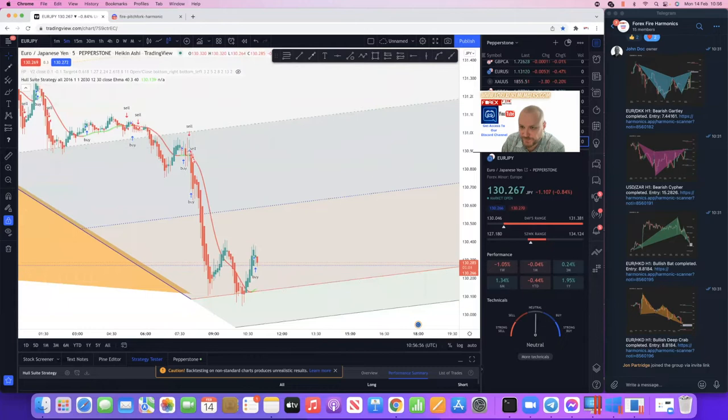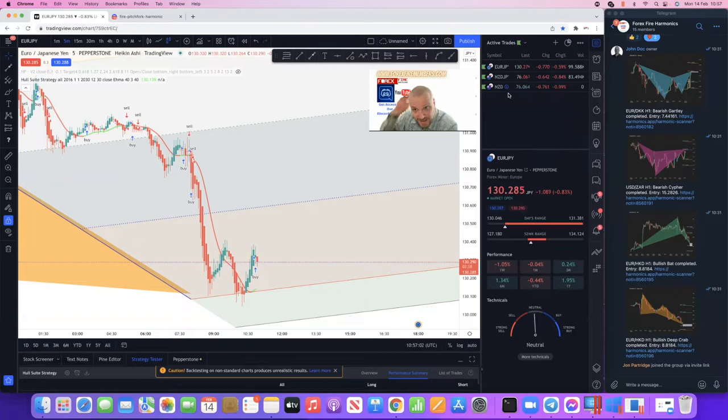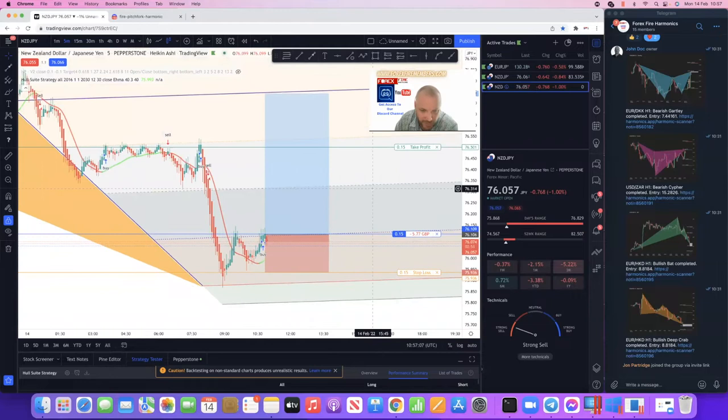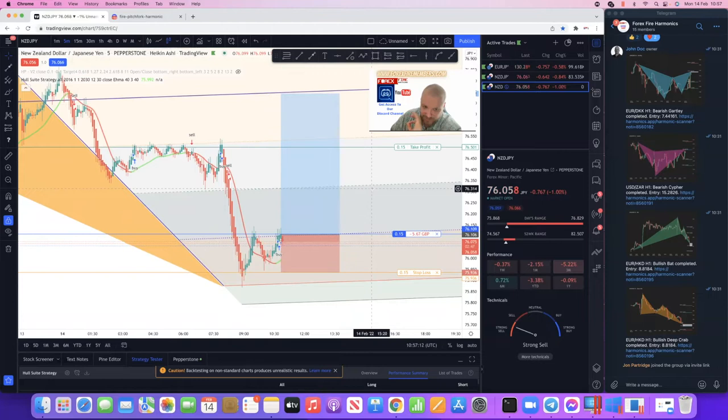However, if we go back onto the green list, this is the one we're in at the moment. It's in a little bit of drawdown. Sometimes you've got to wait for a second buy signal, to be fair, just to make sure that it's going to be a continuation of trend.